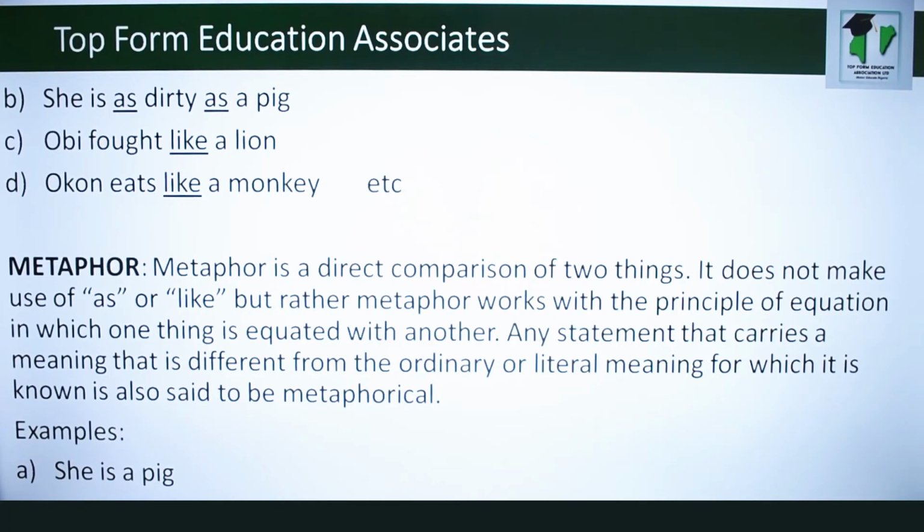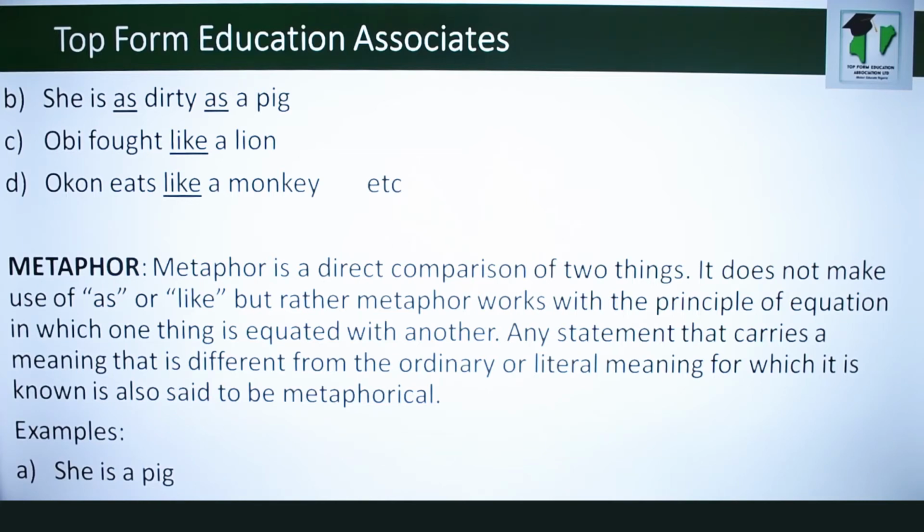Any statement that carries a meaning that is different from the ordinary. You see, we are still explaining metaphor. Any statement that carries a meaning that is different from the ordinary or literal meaning for which it is known is also said to be metaphorical. Is that clear? Examples. This is not a laughing time, but listen and learn from the examples.